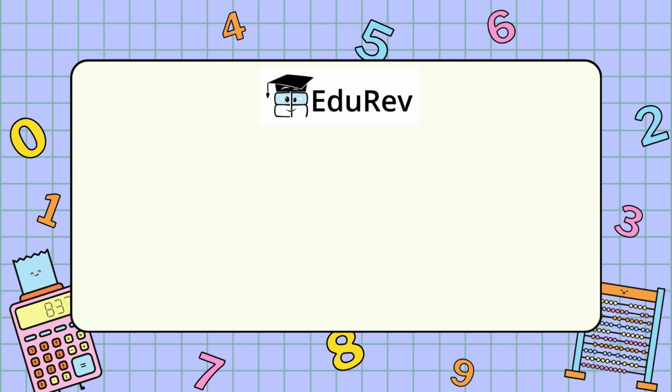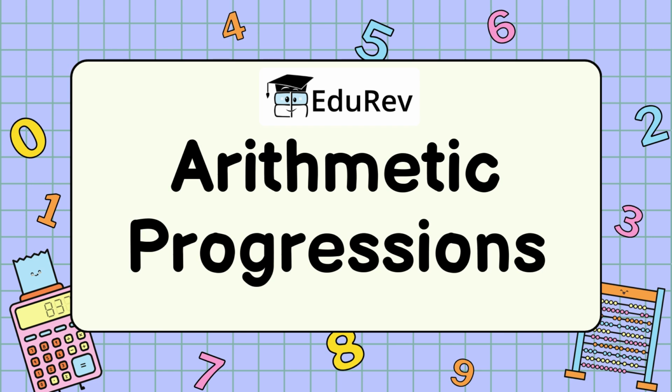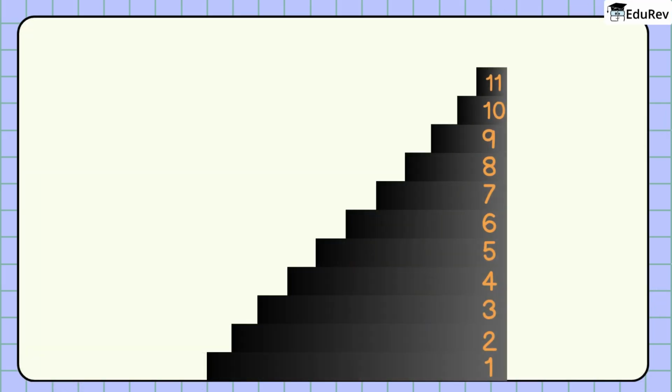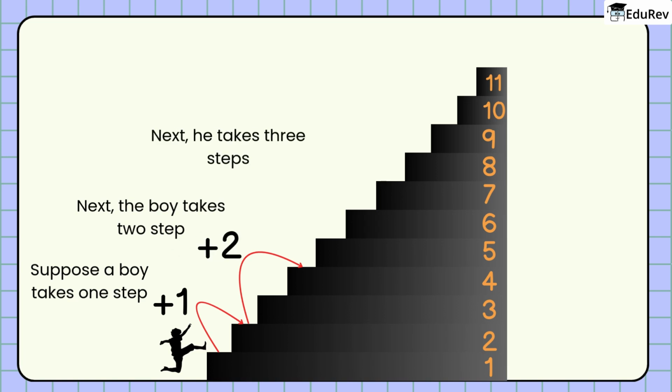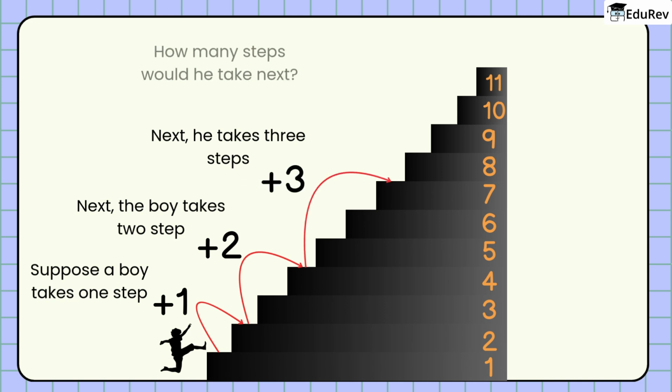Hello students, today we are going to learn a very interesting topic, arithmetic progressions. Let's start by considering a scenario. Imagine a boy taking steps. Suppose he takes one step, which is plus 1. Then, the boy takes 2 steps, adding plus 2. Next, he takes 3 steps, which is plus 3. How many steps would he take next?